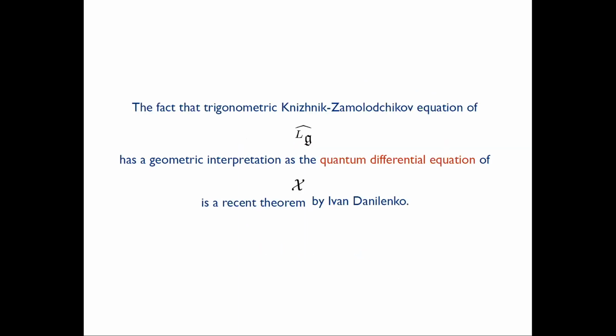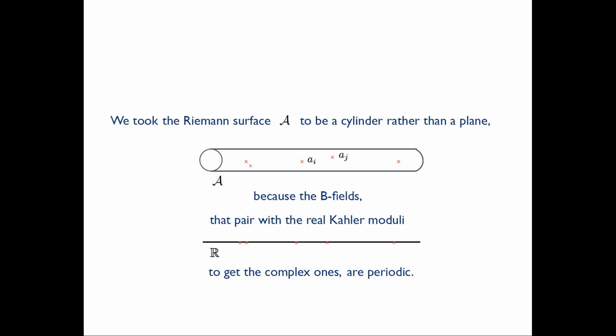The fact that the KZ equation in this form is the quantum differential equation of X, our monopole moduli space, or the Coulomb branch of the 3D quiver gauge theory, is a theorem by Ivan Danilenko, who is a postdoc at Berkeley. We were forced to take the Riemann surface to be an infinite cylinder rather than a plane because of a stringy effect. It's because of the details that pair the real Kähler moduli to get a complexified one a priori.